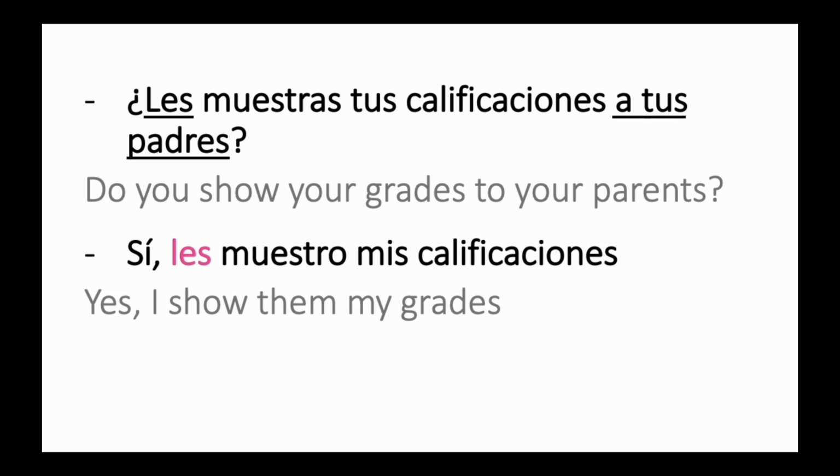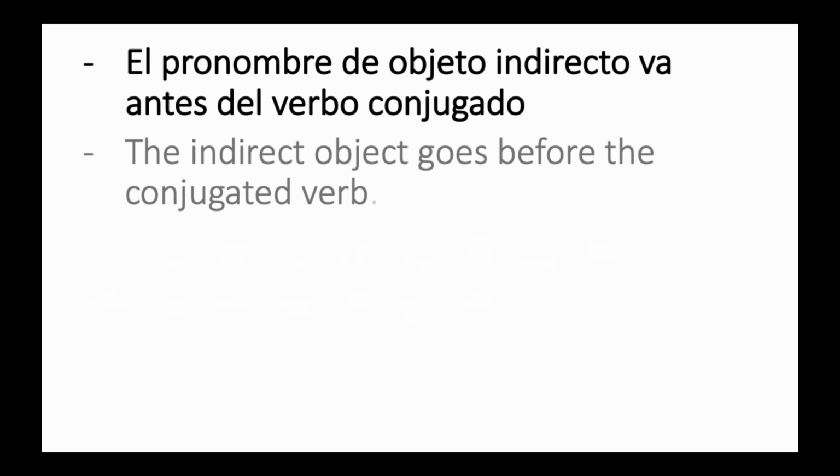Sí, les muestro mis calificaciones. Again, where does the indirect object pronoun go? El pronombre de objeto indirecto va antes del verbo conjugado.